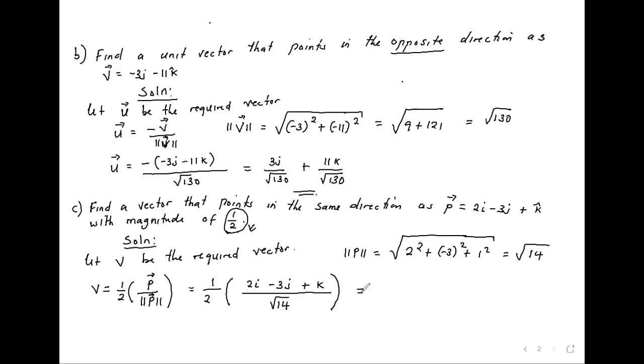This is 2I over 2 root 14 minus 3J over 2 root 14 plus K over 2 root 14. So that if you want, you can simplify 2 over 2 here. You remain with 1 over root 14 I minus 3J over 2 root 14 plus K over 2 root 14.